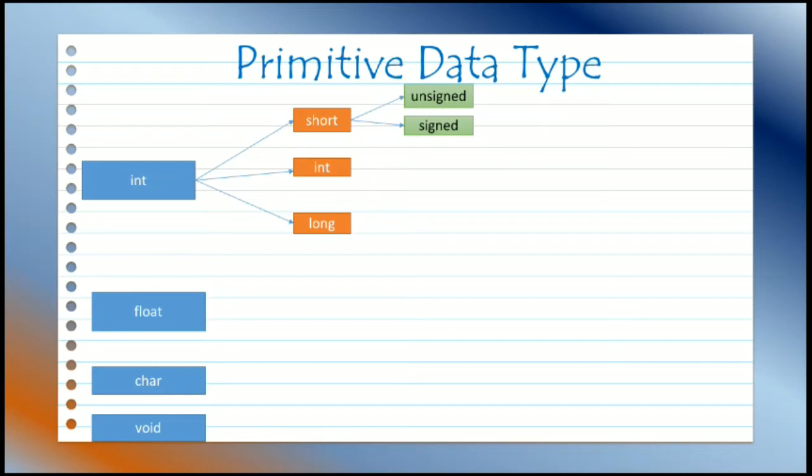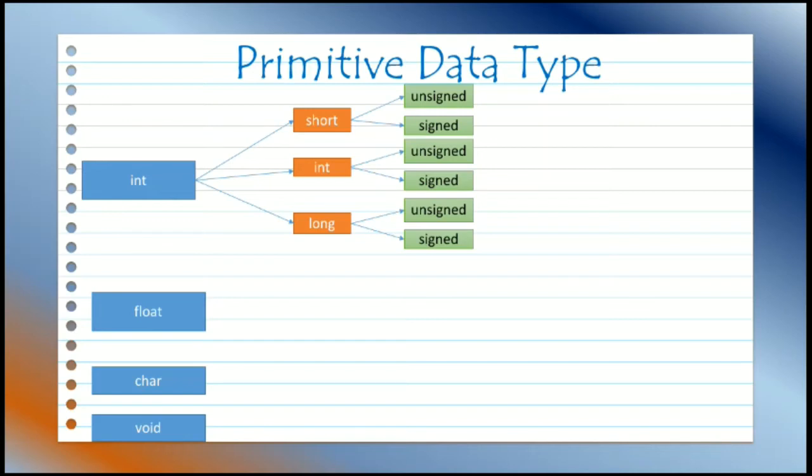Then second one, that is integer, is divided into two types. First one is signed integer and second one is unsigned integer. Then third one, that is long, is divided into two types. First one is signed long and second one is unsigned long.